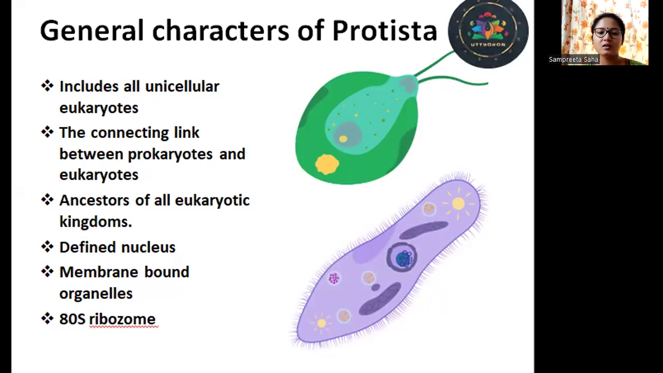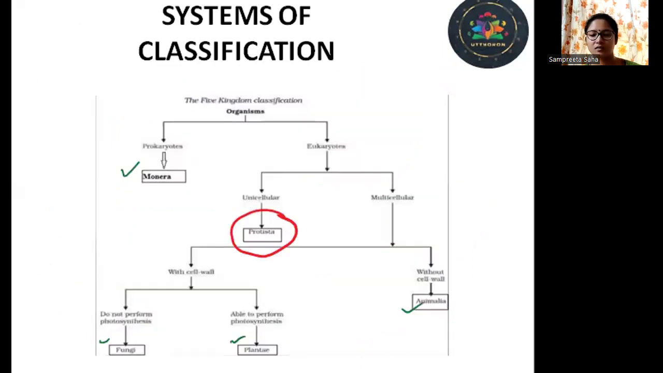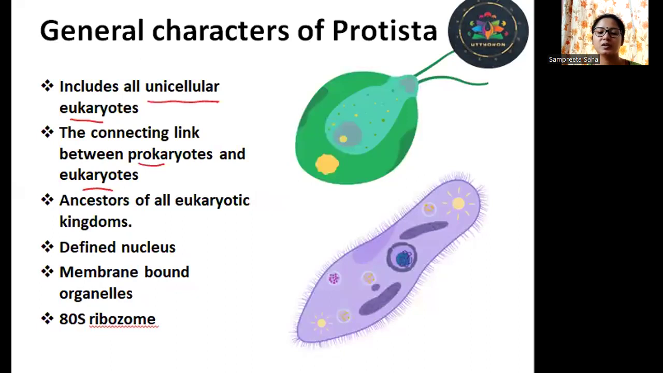It includes all unicellular eukaryotes. So this group consists of all the unicellular eukaryotes. It is the connecting link between prokaryotes and eukaryotes. Just now I said on the left hand side, if you remember the system of classification, we have the Monera, and on the right hand side we have fungi, plantae, and animalia. So it is the connecting link between prokaryotes and eukaryotes. It is the assumed ancestor of all eukaryotic kingdoms.